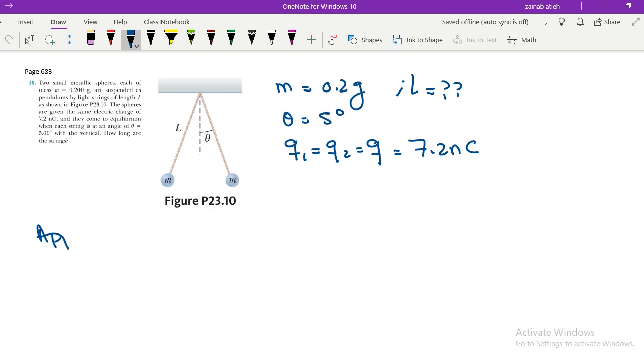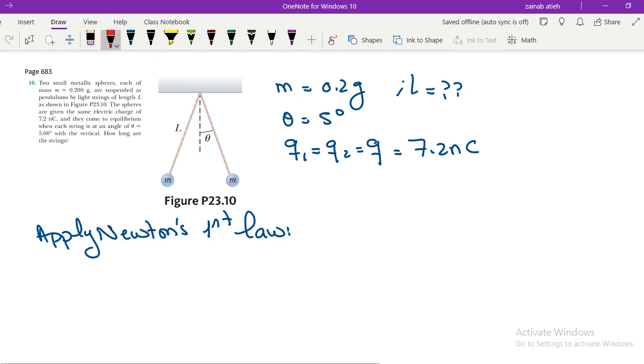Apply Newton's first law. First, let me draw the forces acting on this sphere, which is at the left. We have the tension. All the time the tension is directed along the string. We have the weight, which is mg. And because both spheres are charged and they have the same charge, they will repel each other. So same charge, they will repel.